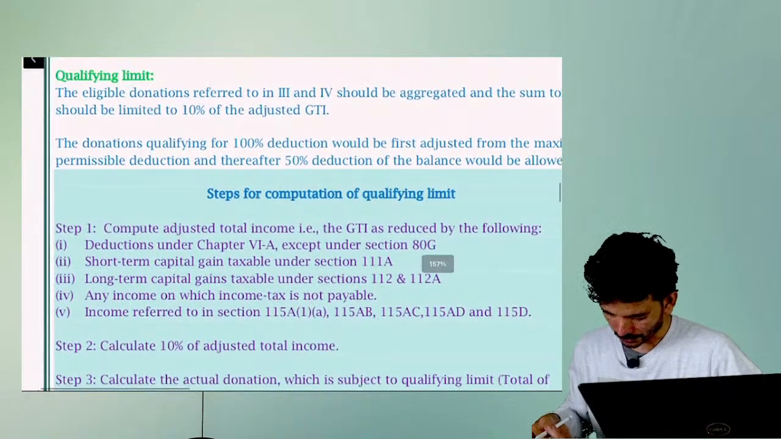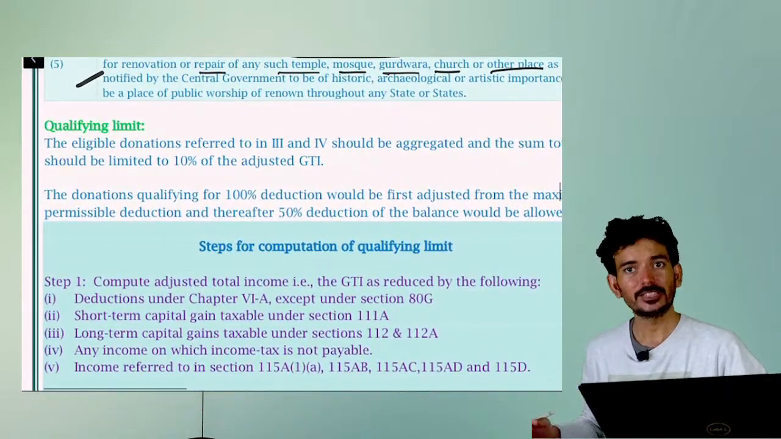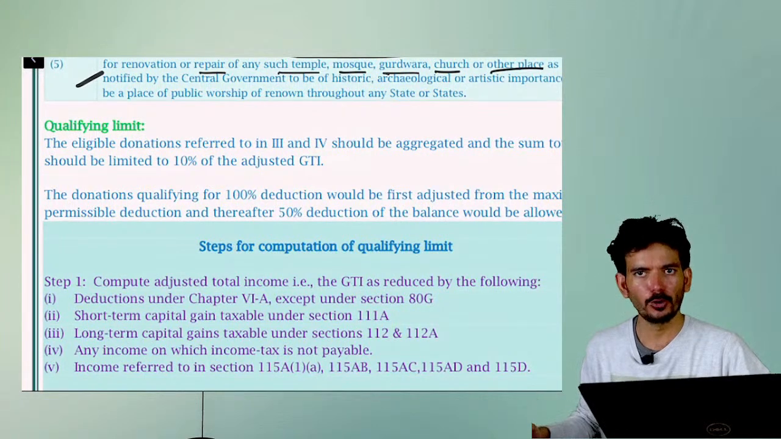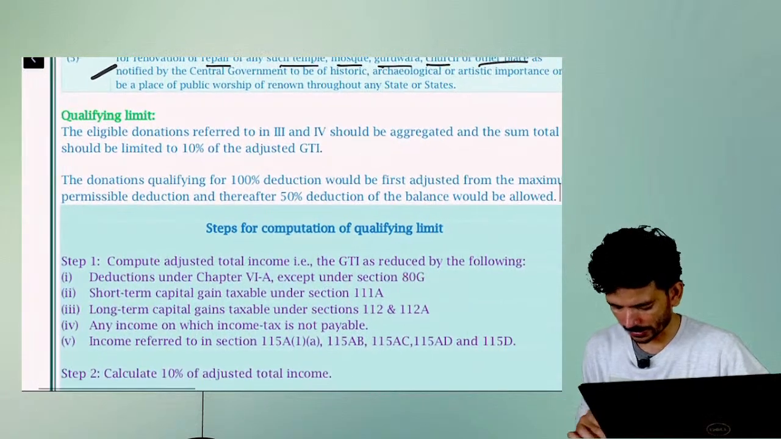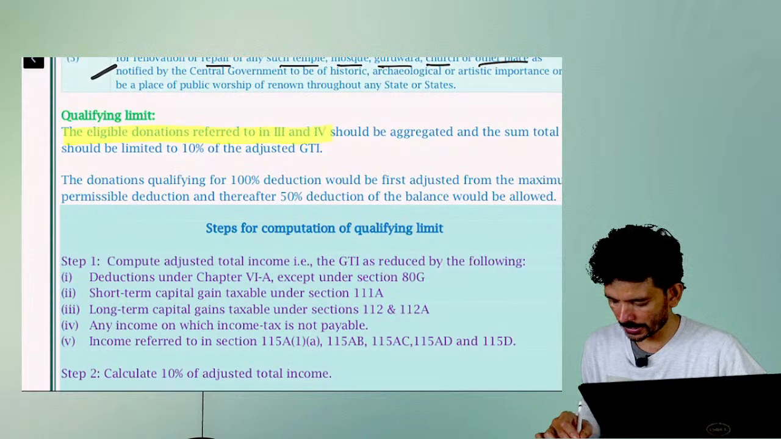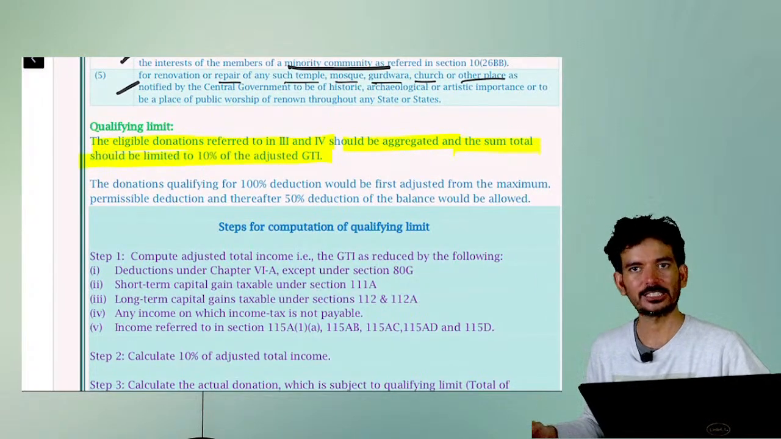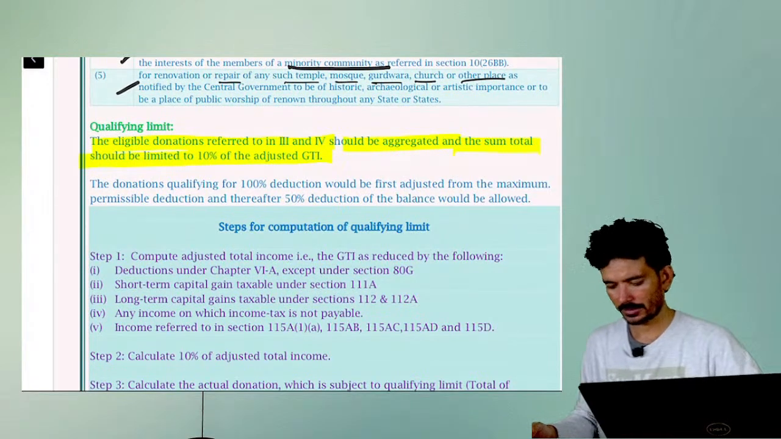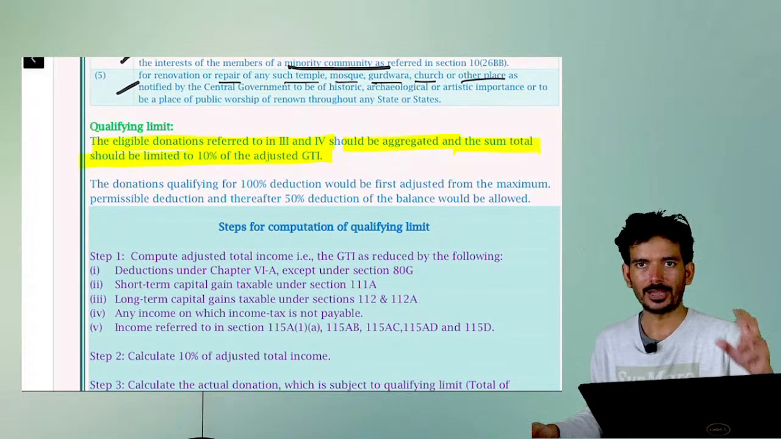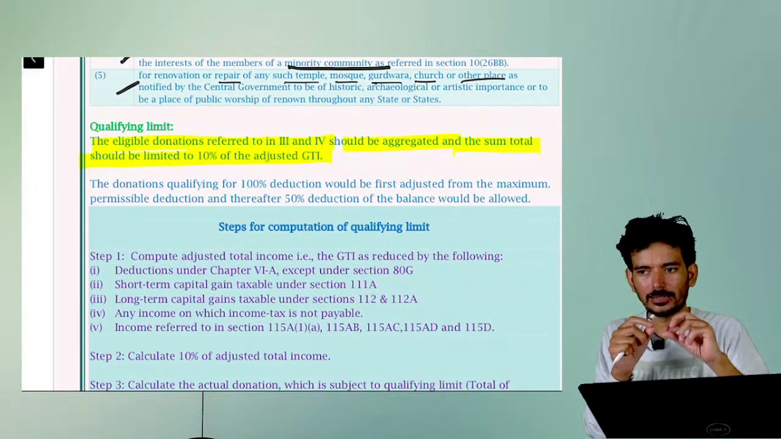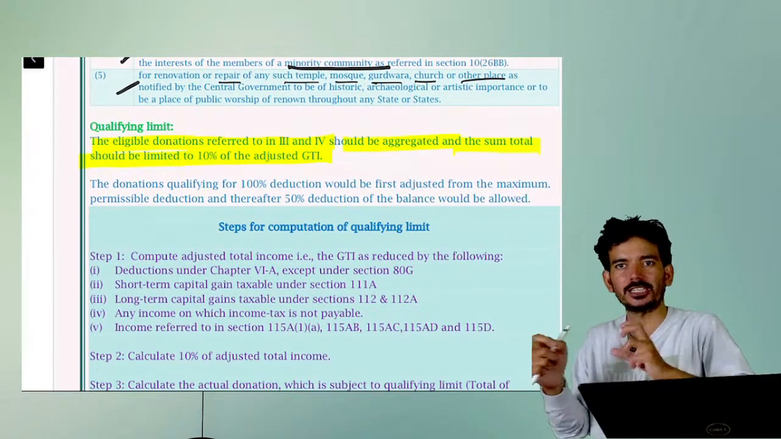Okay, so again when I say with limit, how do you calculate with limit? Pay attention guys. I know it's a little bit boring, a little bit dry, but in the examination we may have to get 4 marks or 5 marks, right? There is no other way but to concentrate. The eligible deductions referred to in 3 and 4 should be aggregated and the sum total should be limited to 10% of adjusted gross total income. I said 100% with limit, 50% with limit, right? So whenever I say with limit, that means 10% of adjusted gross total income.